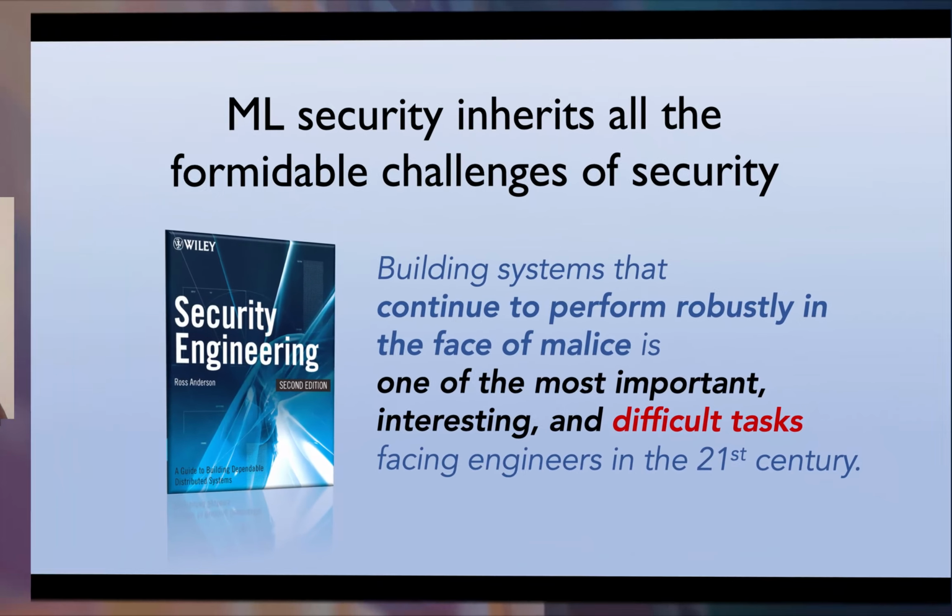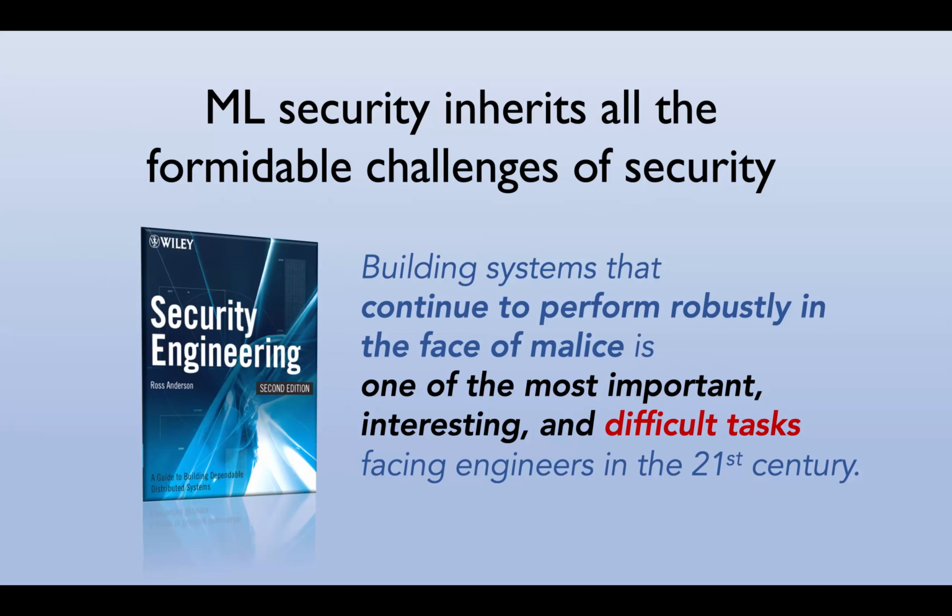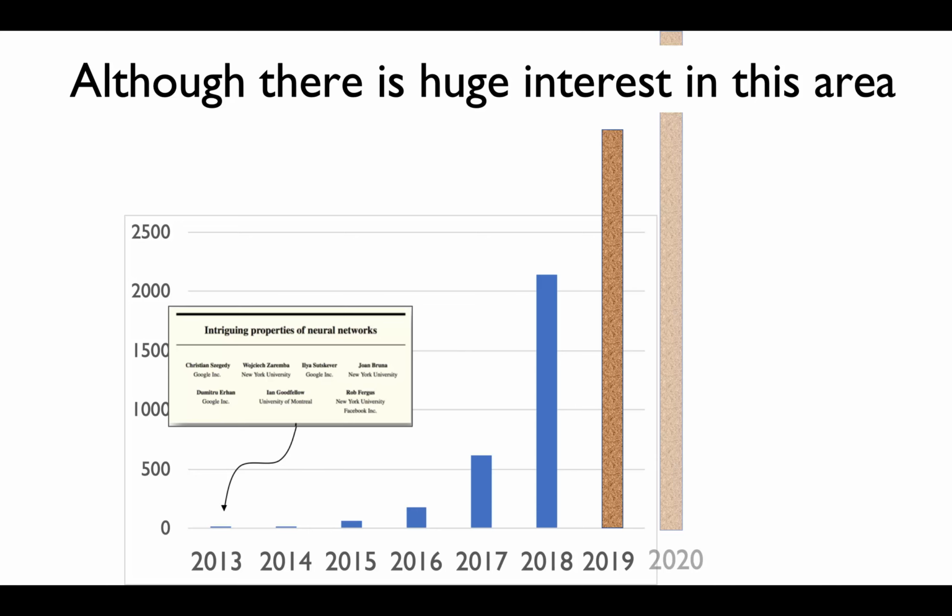We see that ML security inherits all of the formidable challenges of security. So, for example, there has been a lot of work on the security of computer systems, and we see that, as is excerpted from this book by Ross Anderson, building systems that continue to perform robustly in the face of malice is one of the most important, interesting, and difficult tasks facing engineers in the 21st century. So we find it very true that indeed the researchers are finding it very difficult to protect against attacks on ML models.